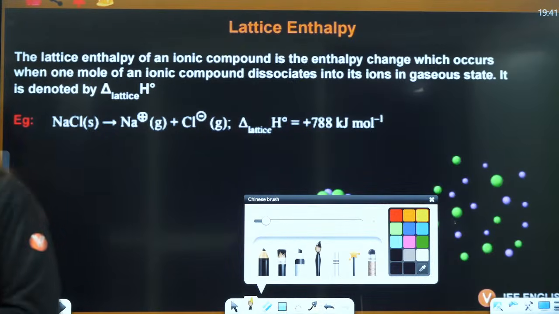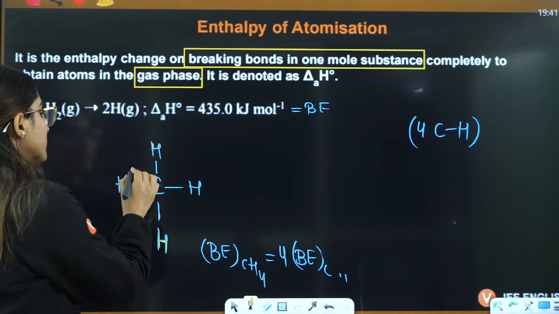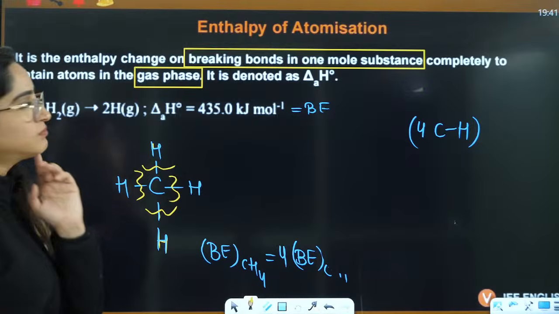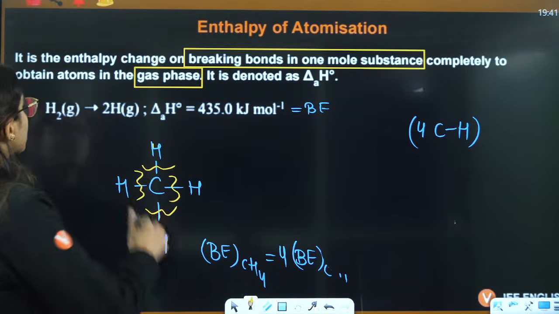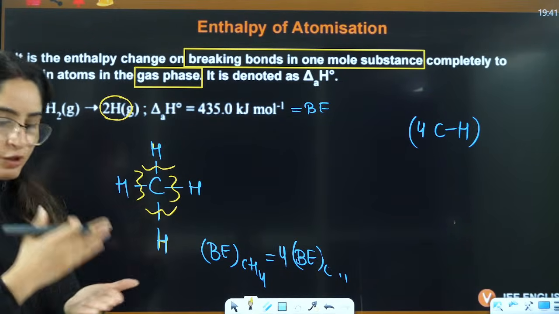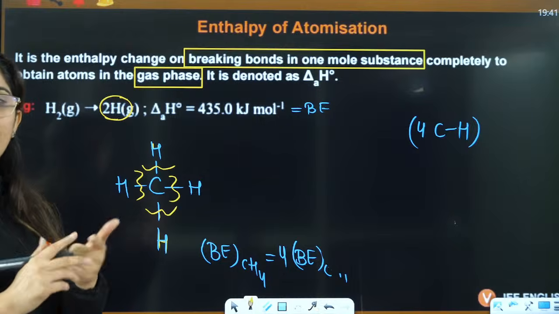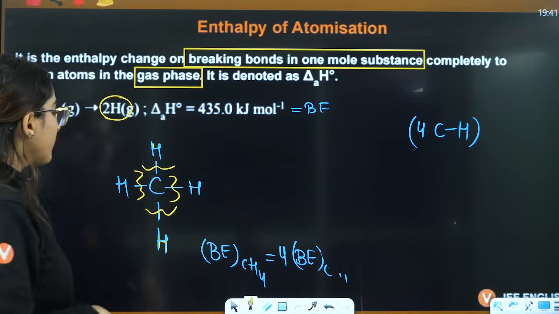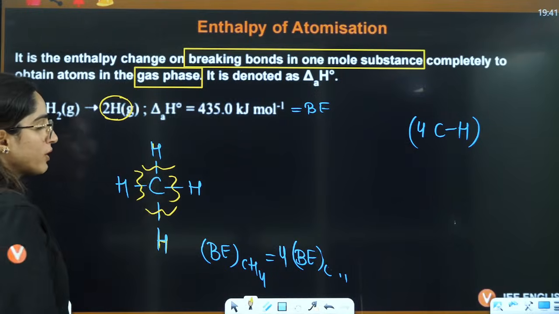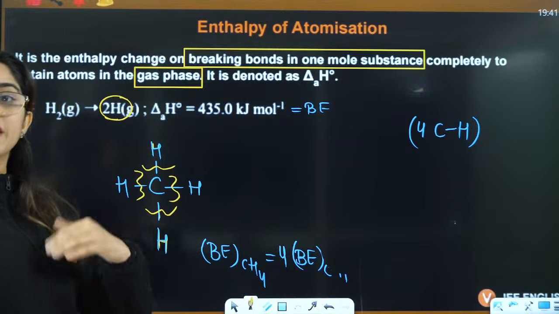Now let's see, next thing we have is lattice enthalpy. What is lattice enthalpy? Bond dissociation enthalpy is how much energy is required to break this bond. Atomization is when you convert it into atoms. Enthalpy of atomization is when you break any bond and convert it into a gaseous atom. Bond enthalpy is the energy required to break this bond, this bond, this bond. That is called bond dissociation enthalpy.